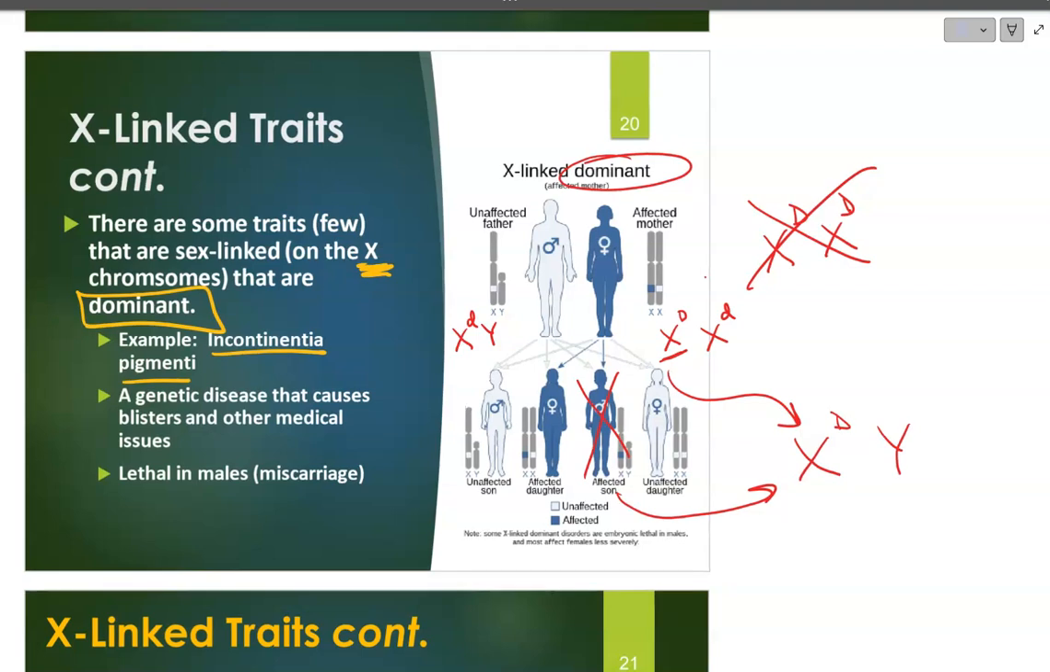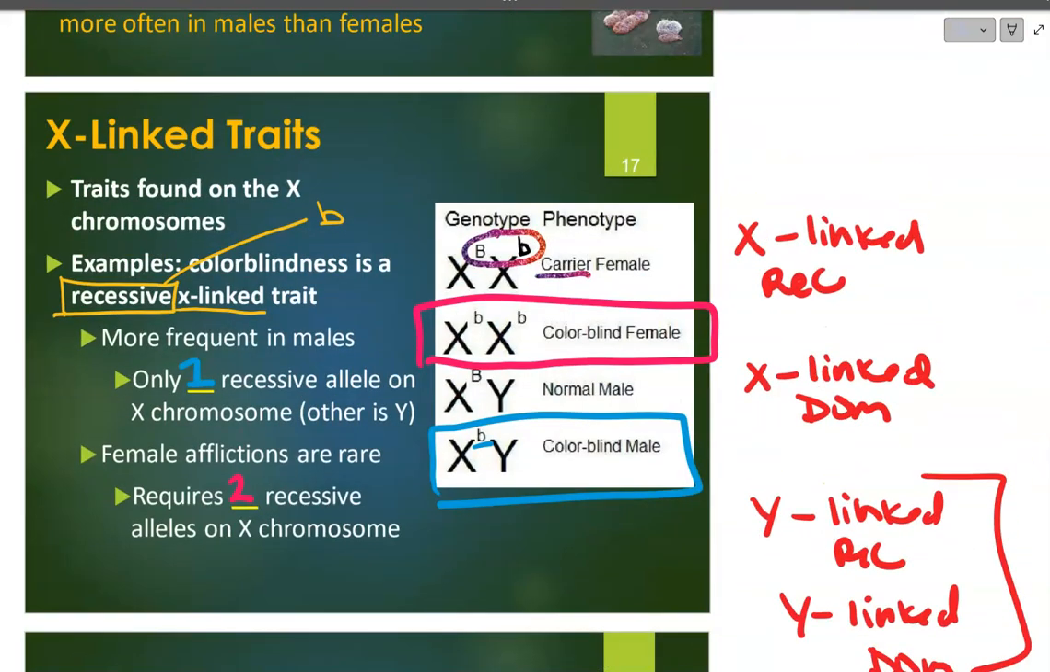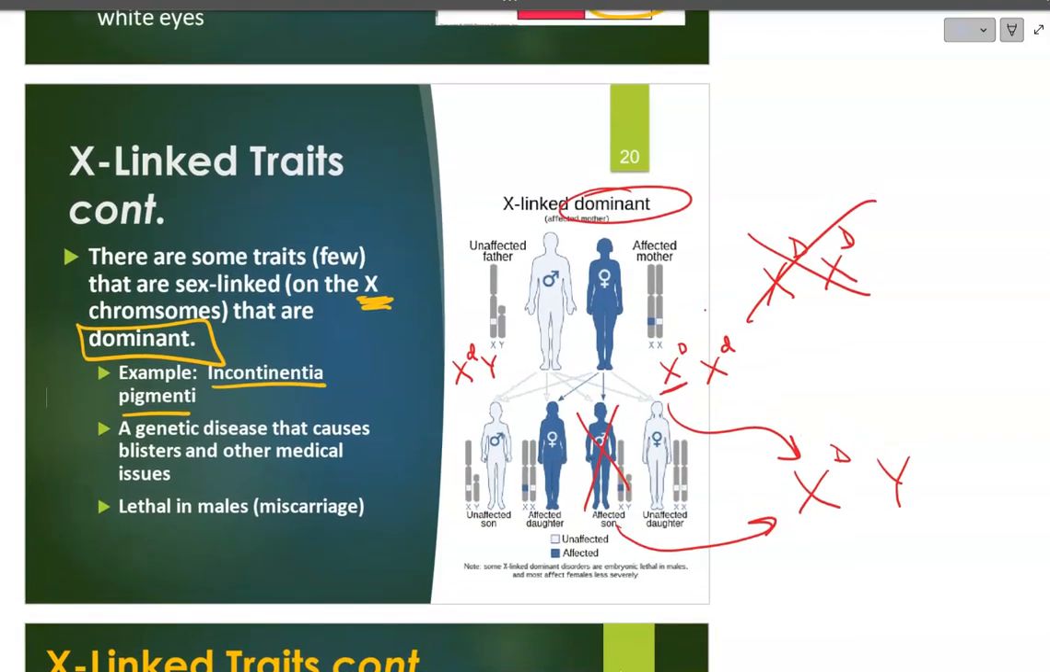So an X-linked dominant trait would affect males and females equally. But an X-linked recessive trait would be more likely to affect males because females would need 2 copies to display the recessive trait. Versus if you have the capital letter, the dominant trait, you're going to display that trait no matter what.